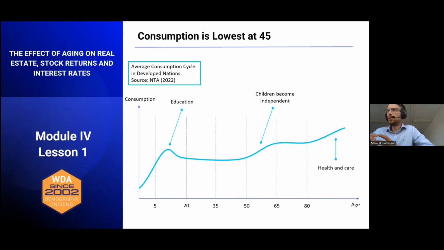And then at age 80, consumption increases again. And this is the age with the highest consumption overall. And of course, this is mainly healthcare expenditure, be it from hospitals, from retirement homes, etc. So consumption is highest at age 80 plus.